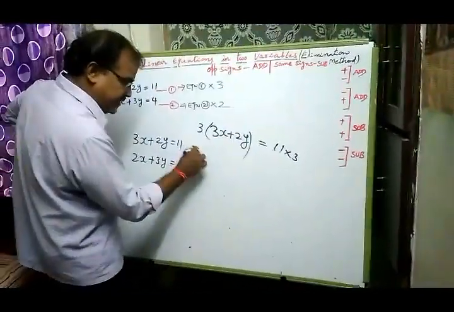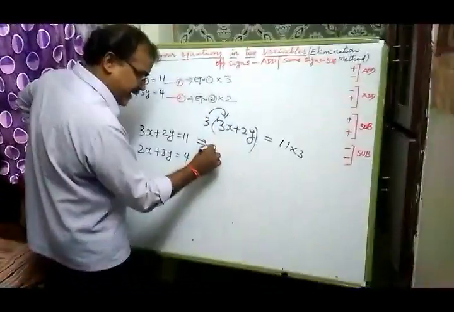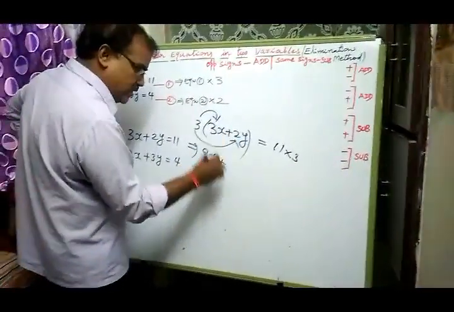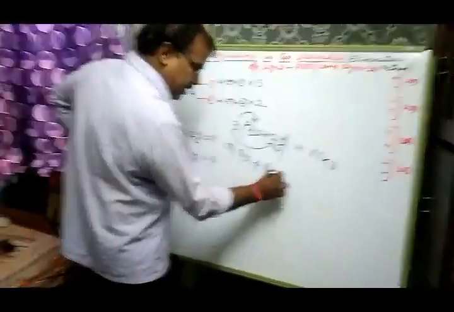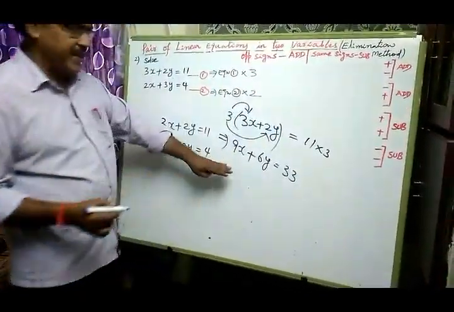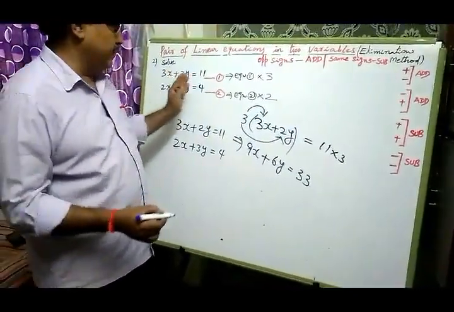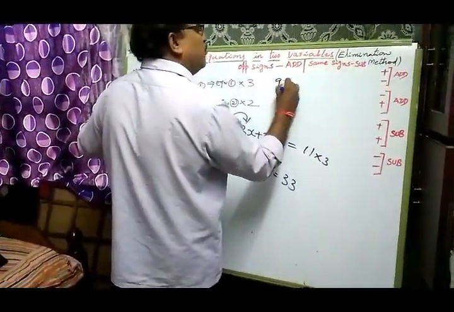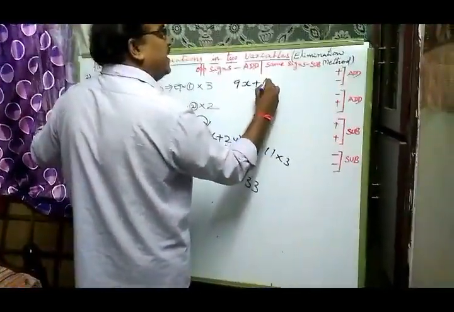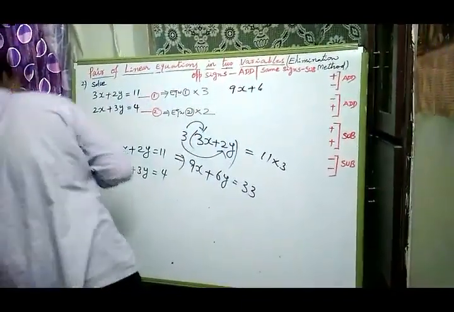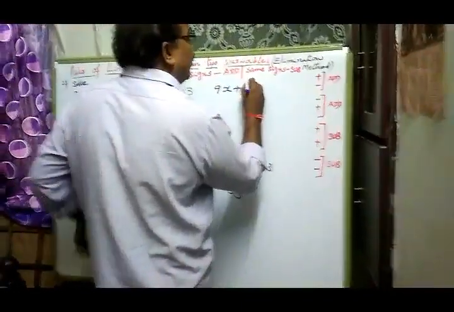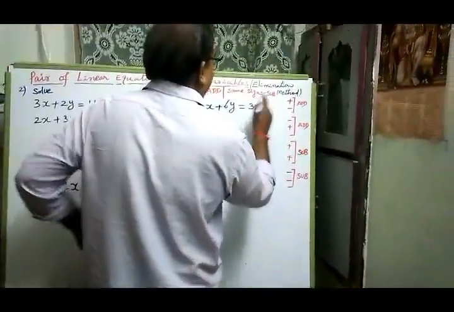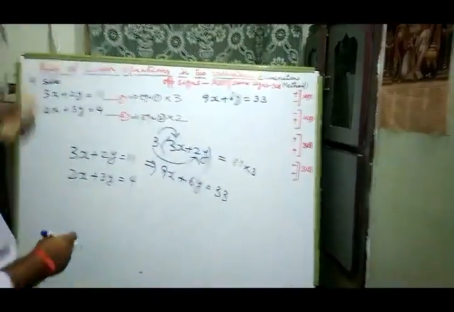3 into 11. That implies 3 3s are 9x. 3 into 3x: 9x plus 3 2s are 6y is equal to 33. This is the new equation. Equation 1 turns into 9x plus 6y is equal to 33.